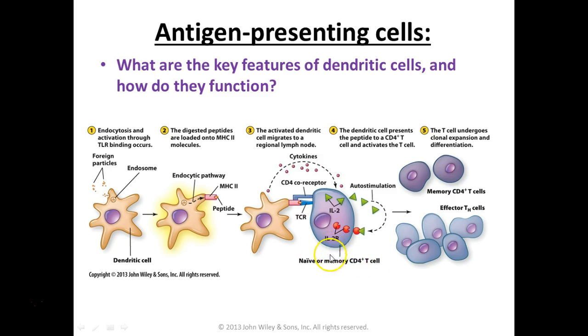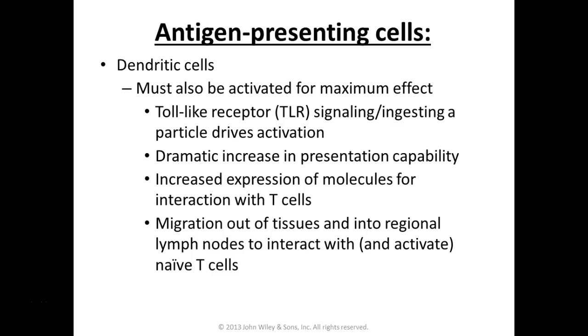A helper T cell. Remember, these guys can auto-stimulate themselves. We talked about this last time, right? And then they're going to proliferate and differentiate into memory CD4 helper T cells, and effector helper T cells, which are going to go out and help other cells, right? Release cytokines and communicate with other cells.